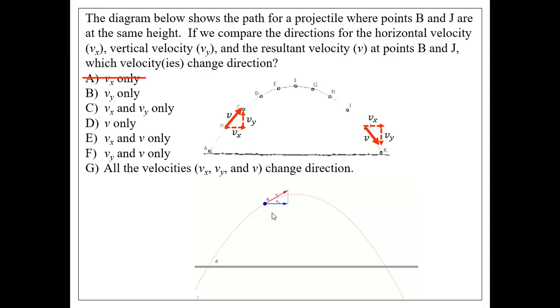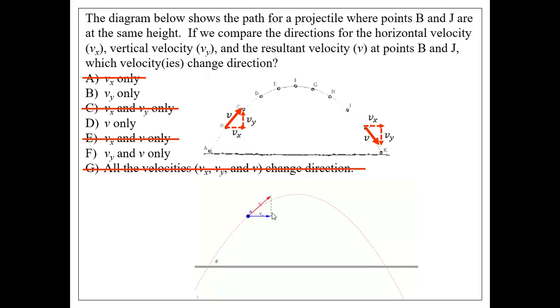Choice A says Vx only. Nope, Vx cannot change. So I'm going to cross out all the answer choices that have a Vx in it, right? C has a Vx in it, E has a Vx in it, and then what else? G. G has a Vx in it. Vx cannot change. I'm looking for stuff that can change.